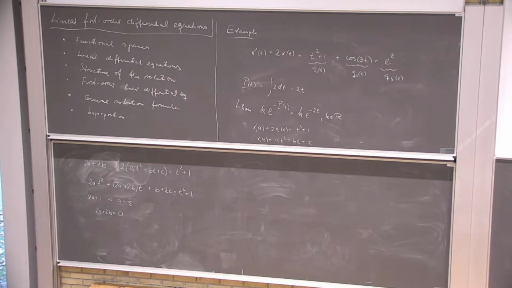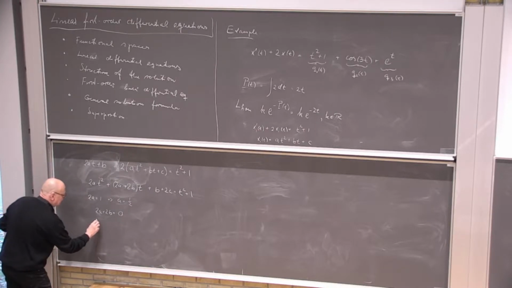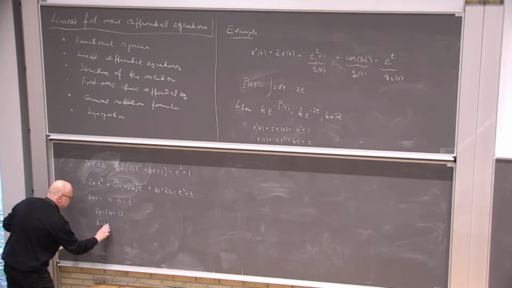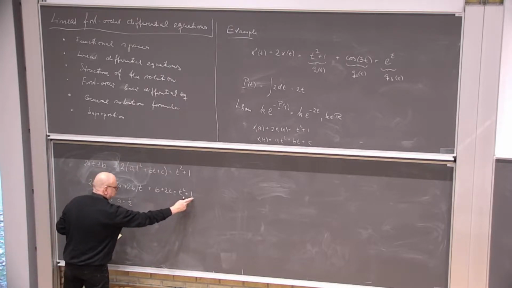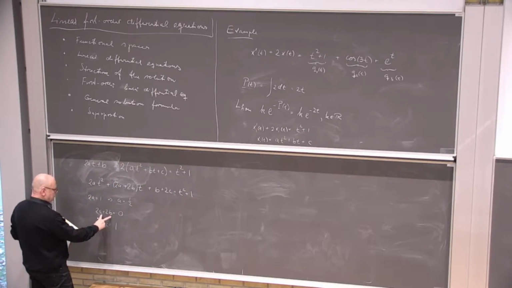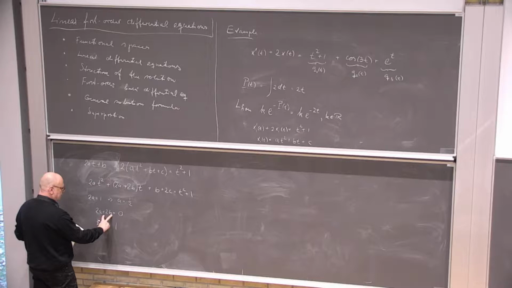Then you have that finally b plus 2c should be equal to 1. This is a constant term here. This means that a is equal to minus b, or b is equal to minus a from this equation.